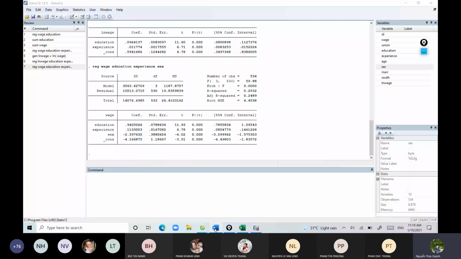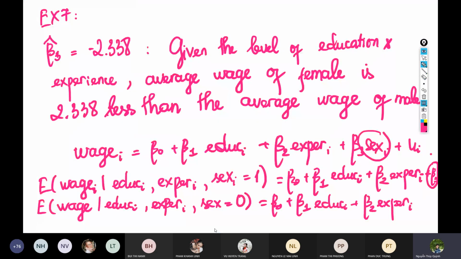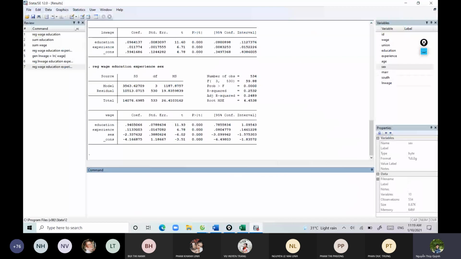Now, for question C, what is the coefficient of determination of this model and explain its meaning? That is an easy question. What is the coefficient of determination for this model?